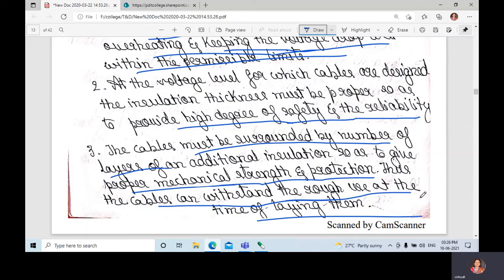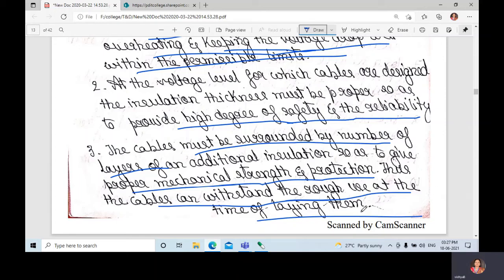The cable must be surrounded by a number of layers. I have already said about insulation, right? They go with the number of layers for protection. A number of layers of insulation is added for underground cables to give proper mechanical strength and protection, so the cables can withstand rough use at the time of laying.